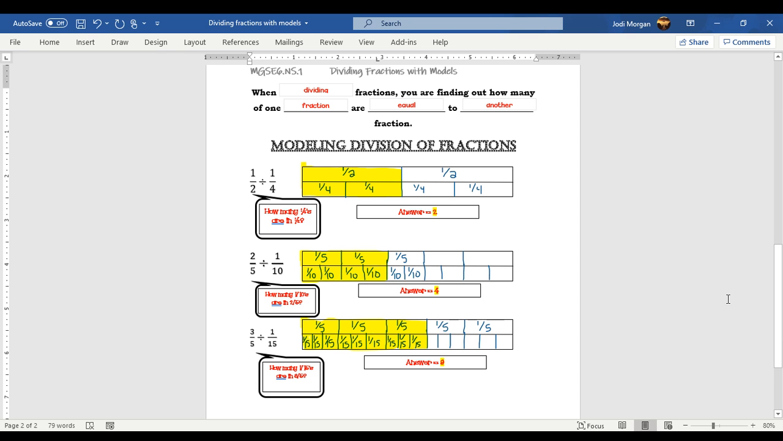All right, now take this, write dividing fractions with models as the next topic in your notebook under the table of contents, trim it and paste it in your notebook.